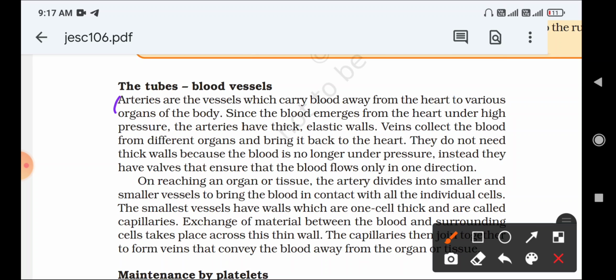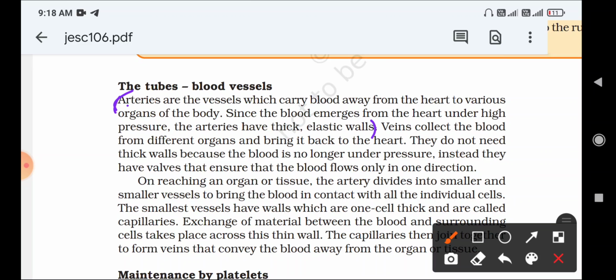Artery will collect the blood from the heart, and that means it contains oxygenated blood. The artery collects the oxygenated blood from the heart and passes it to each and every part of the body. So that is why they have thicker elastic walls. So for why arteries have thicker elastic walls, you can write from this point to this point.